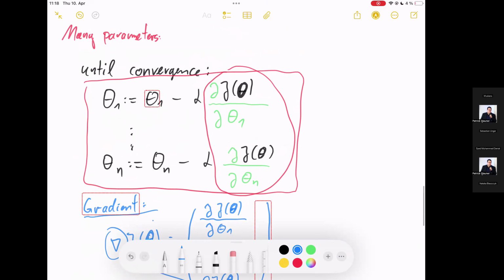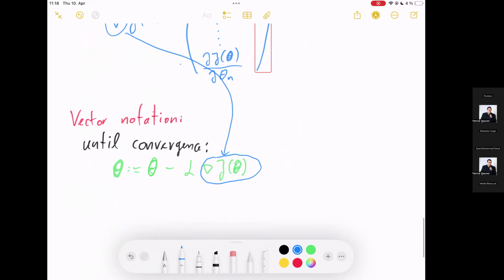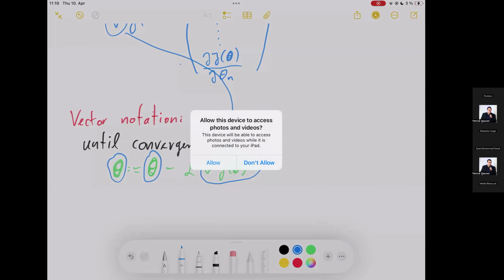all as before, but we just write it in a vector notation because here we have our parameters theta 1 up to theta n here again, and we subtract a vector multiplied each element by the learning rate. Are you all okay with this notation, with this vector notation? Thumbs up or thumbs down?